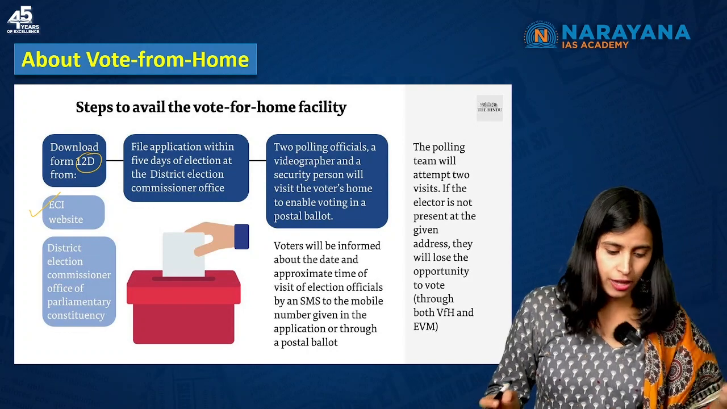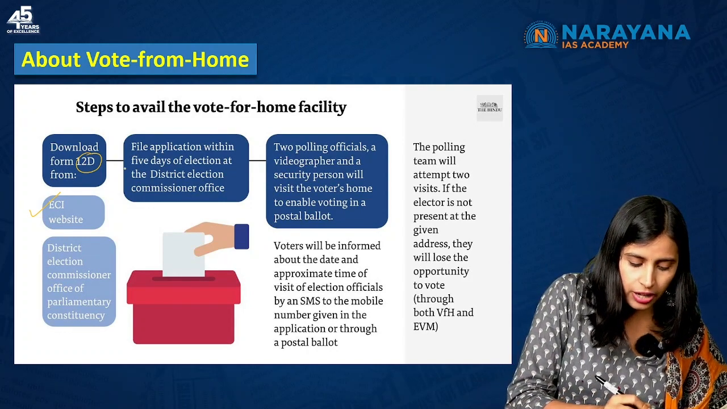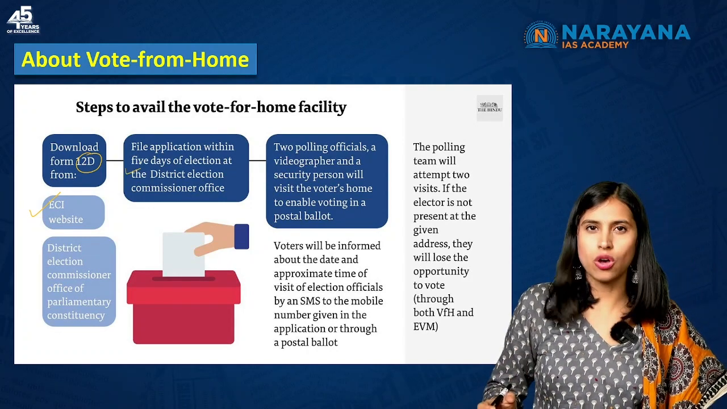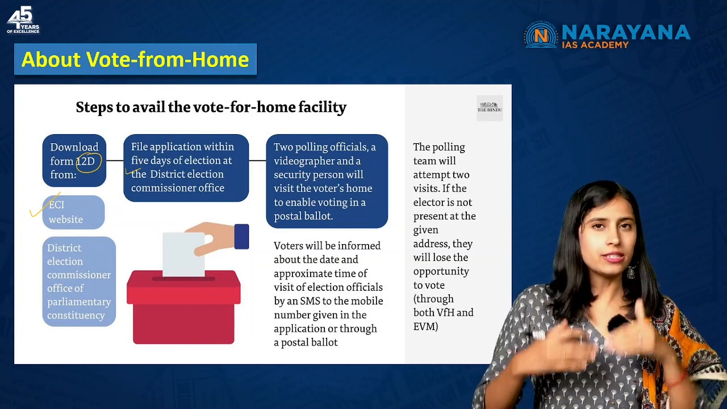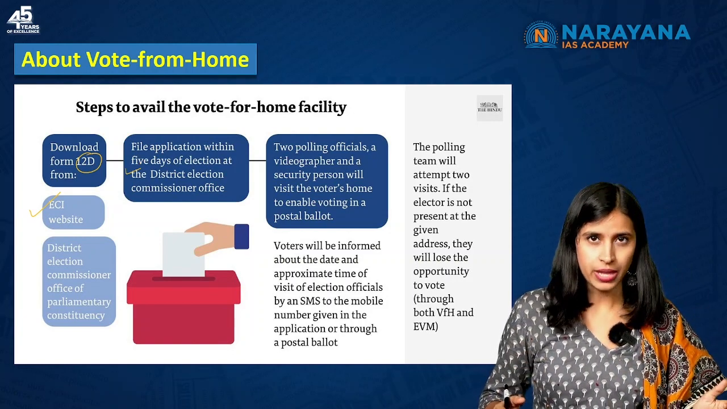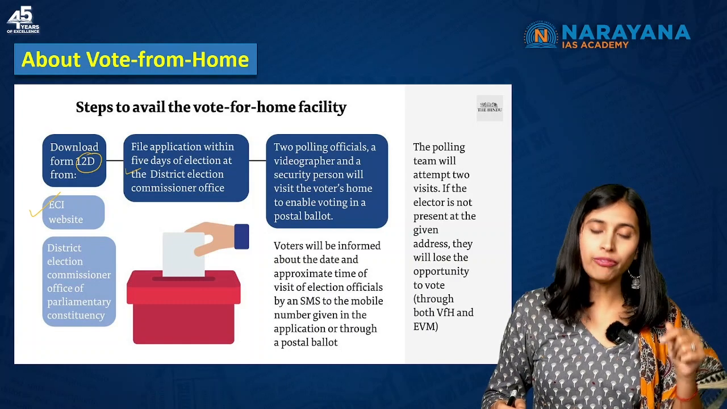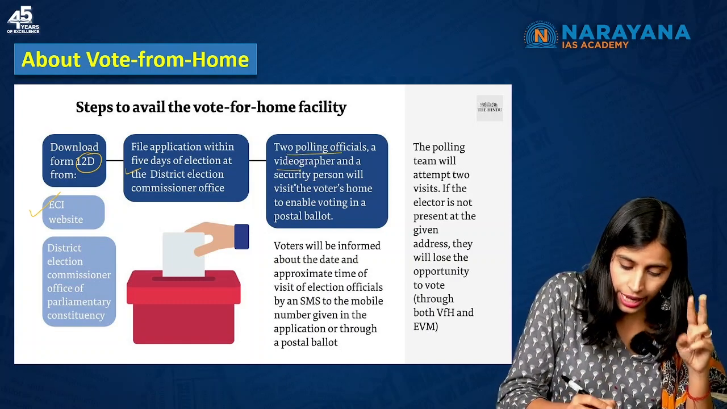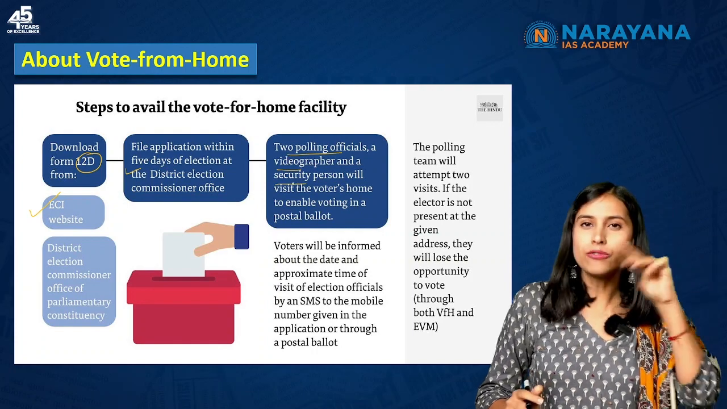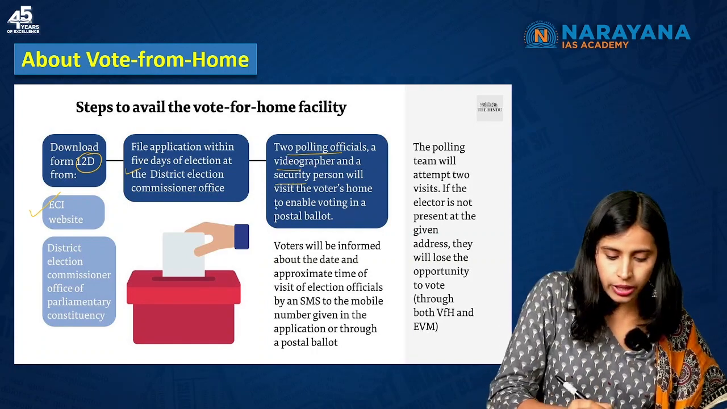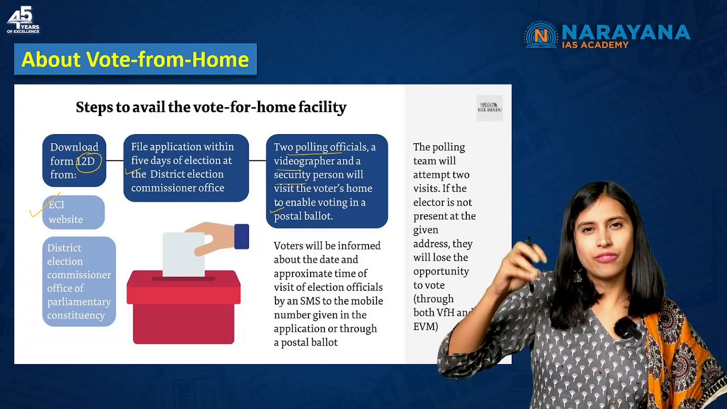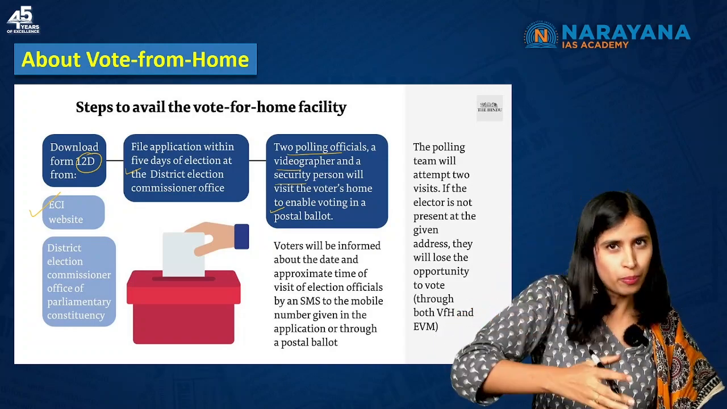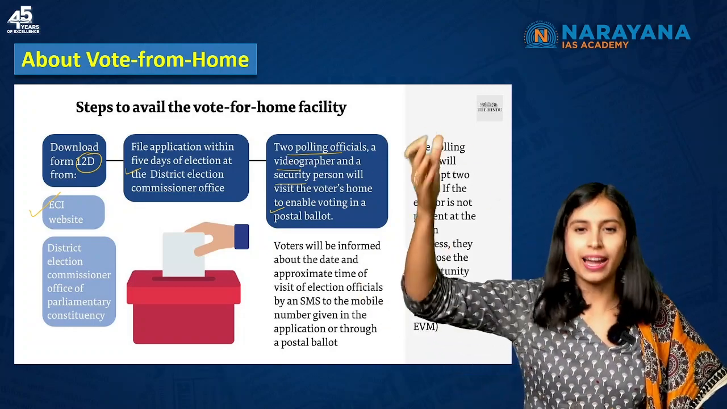Then they fill the form within 5 days of the election at the District Election Commissioner's office. Now, the officer is aware that someone is trying to avail this facility. Once the officer is aware, two polling officials, a videographer and a security person will visit the voter's home to enable the voting in a postal ballot. So, that person will actually vote in a postal ballot. The ballot will reach him at his home.